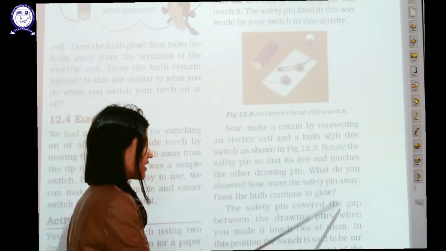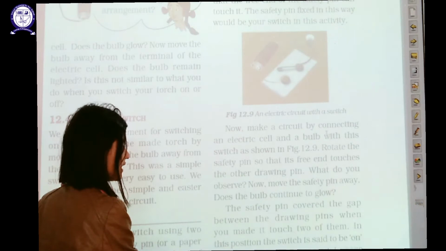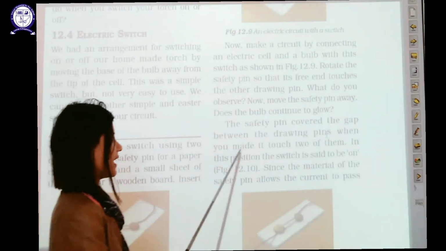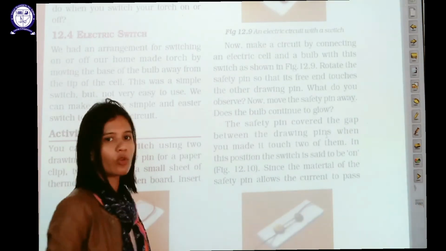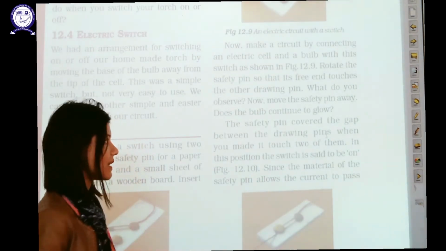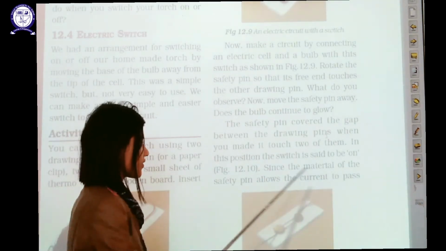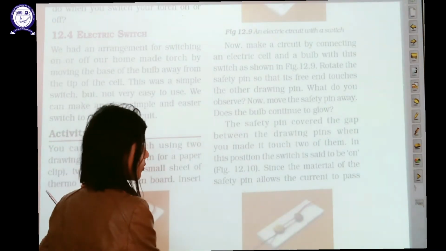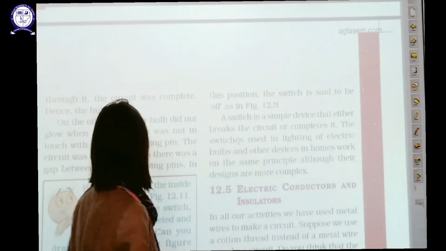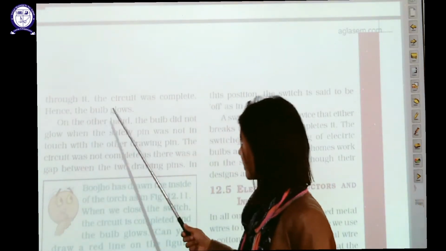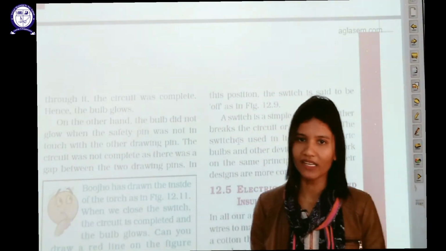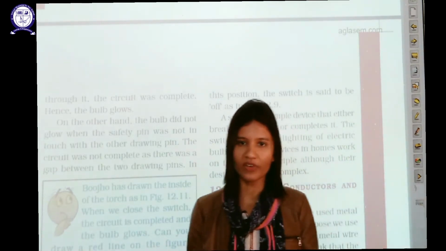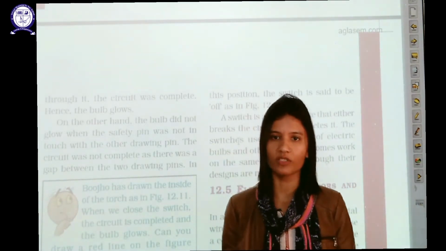The safety pin covered the gap between the drawing pins, and when you made it touch both of them, in this position the switch is said to be in the on position and the circuit is completed. Since the material of the safety pin allows the current to pass through it, the circuit was complete and the bulb will glow. So we can divide the circuit into two categories. The very first is open circuit, the second one is closed circuit.